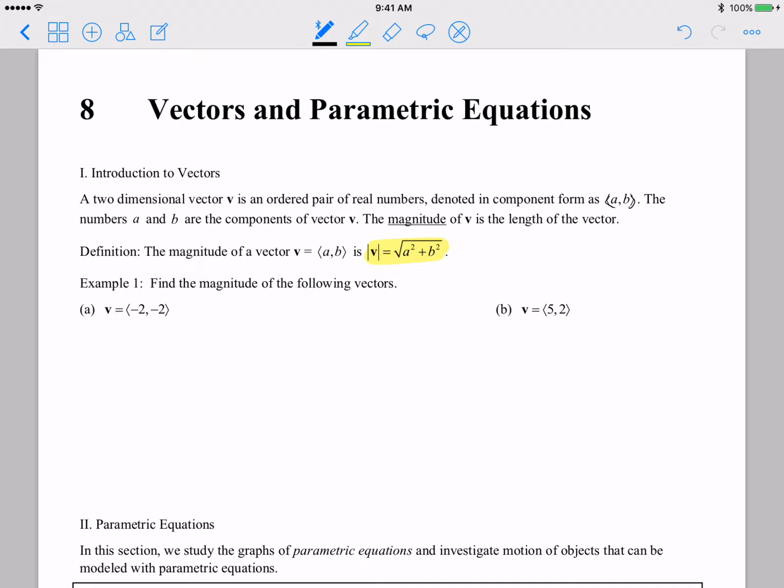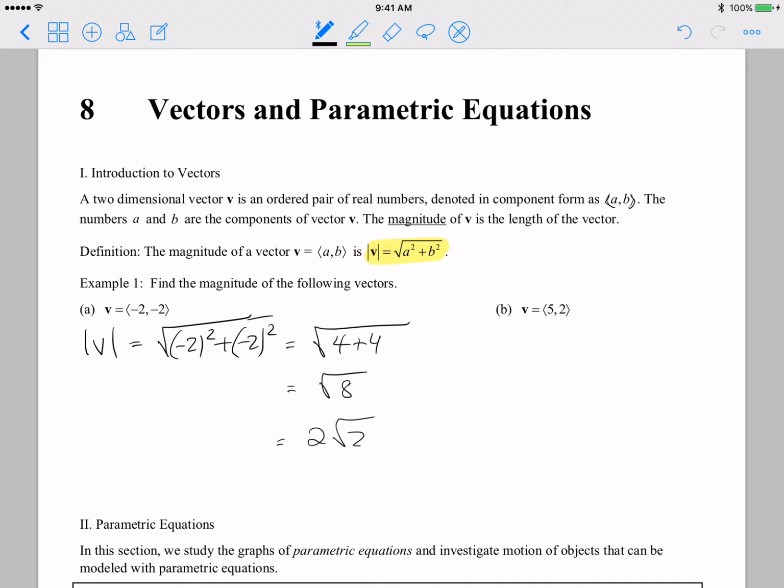Example 1, we want to find the magnitude of the vector, and so just using the formula, the way that we denote the magnitude is by absolute value bars. That's going to equal the square root of negative 2 squared plus negative 2 squared. If you do the arithmetic, that's 4 plus 4, which is equal to the square root of 8. And if you simplify that radical, then you would have 2 square roots of 2.